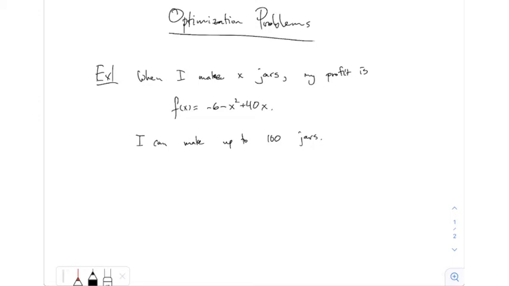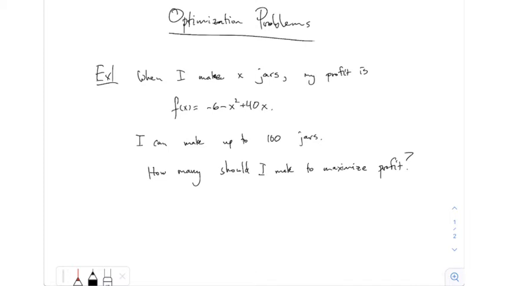The question is, how many should I make to maximize profit? Now this is a made-up example, but I hope you can imagine that problems like this are extremely common in the real world. People want to answer questions like this all the time in the real world.